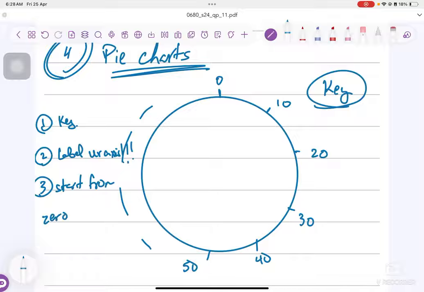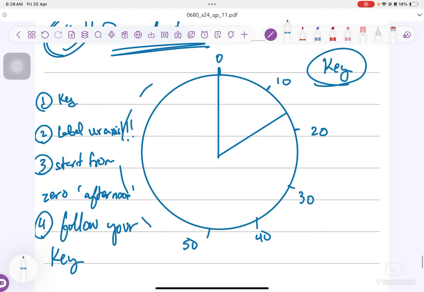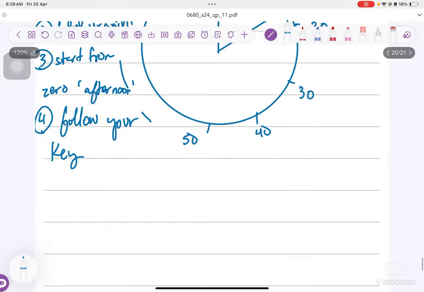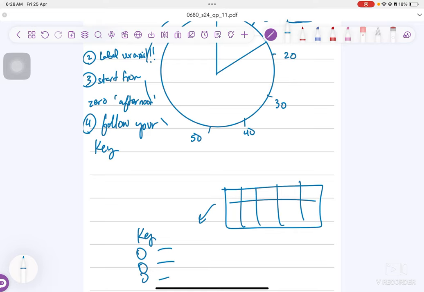Third, start from 0. In the mark scheme, they call it afternoon. Like it's like this, okay? You start from here. Then you start labeling or plotting. Follow your key. Okay? And you got a table. They gave you here a table. This table has several data, as you know. You're gonna plot your key based on the table. Well done. You did your key.